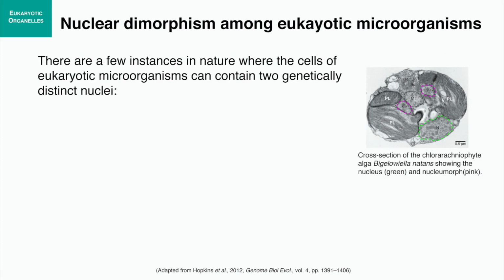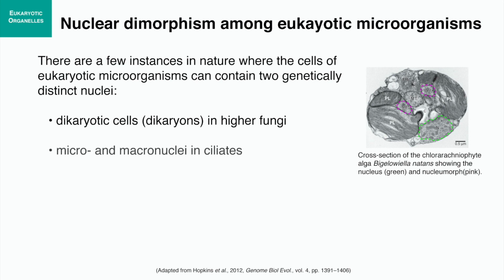There are a few instances in nature where the cells of eukaryotic microorganisms can contain two genetically distinct nuclei: dikaryotic cells or dikaryons in higher fungi, micro and macronuclei in ciliates, and nucleomorphs in certain photosynthetic protists.